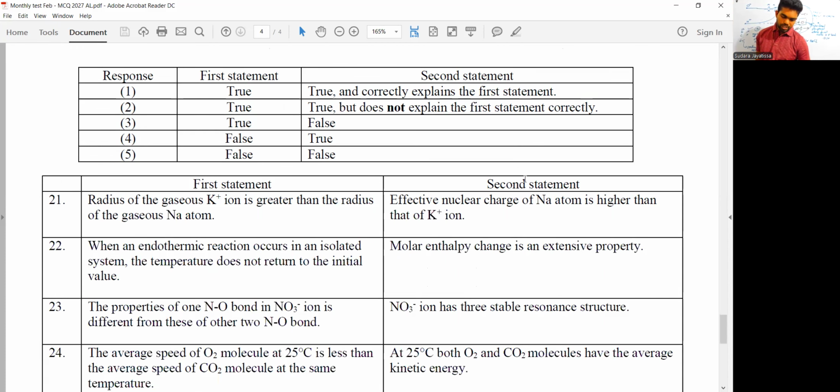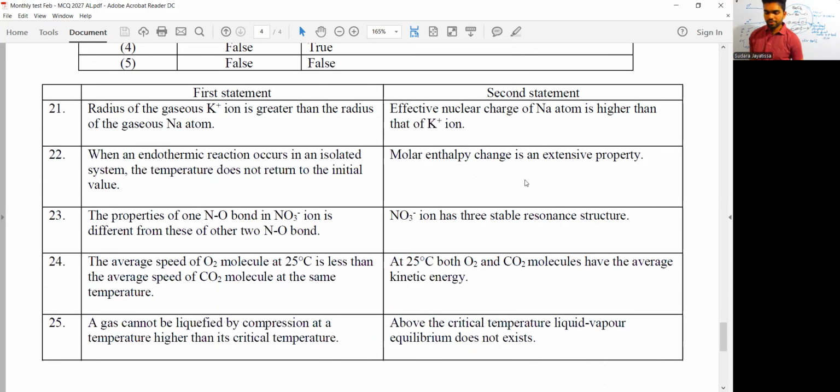Okay, so now let's move into our last 5 MCQs. Those are true-false MCQs. The first one is about the radius of the potassium ion.